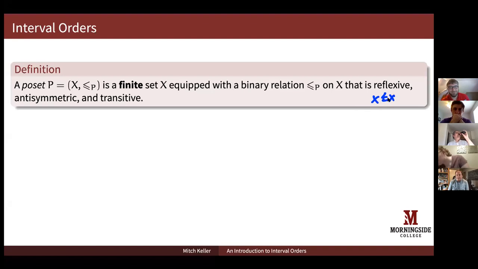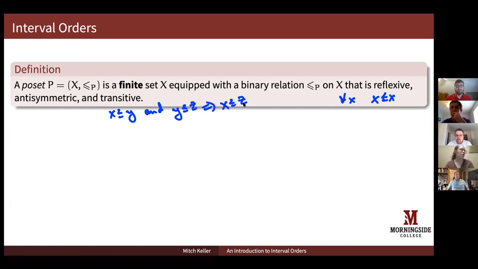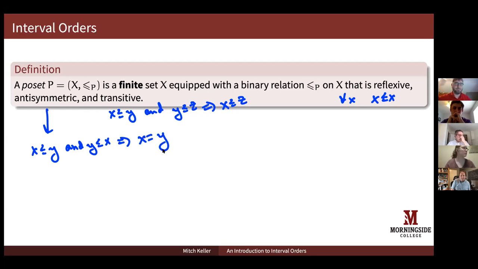So reflexive means x less equal to x for all x. Transitive is our usual: x less equal to y, and y less equal to z implies x less equal to z, right? These are the things that if you teach an intro to proofs class, you almost invariably teach your students about equivalence relations, but you always talk about symmetric, and I really love things that are anti-symmetric. This is the one that you may not remember: x less equal to y and y less equal to x implies that x equals y. Okay, so that should feel familiar because that's how we define the equality of two sets, right?